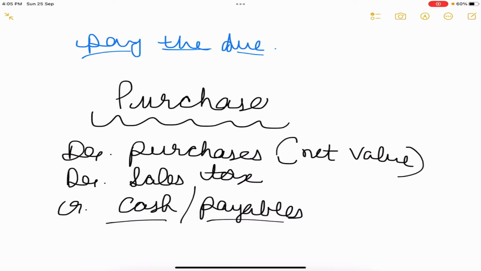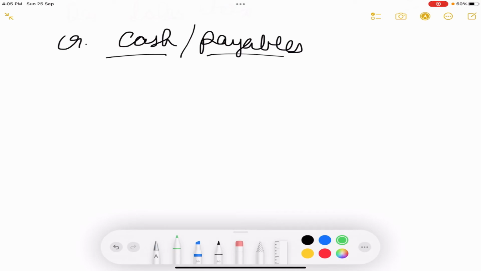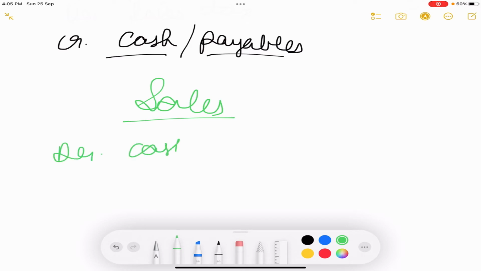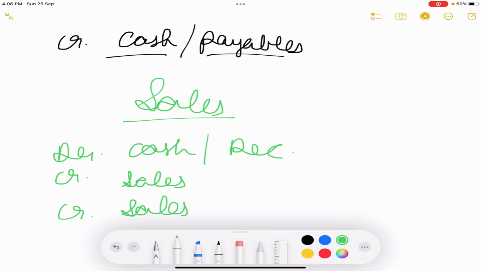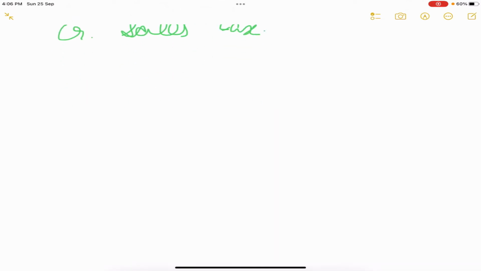Clear? Very clear. Now the same way, how do you pass the entry of sales? You know how you usually do. When a sale happens, you receive cash or you receive receivables, and then you are going to credit the sales, and you are also going to credit the sales tax, because you are also receiving that in cash. Okay, this much. Any doubt in this? This is basic stuff.